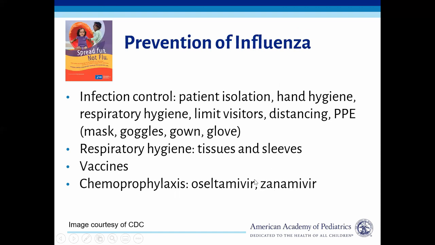Well, we'd rather prevent influenza than try to manage it. So how do we prevent it? Important to do infection control, isolate the patient from others, wash your hands or use the hand sanitizers. Respiratory hygiene is you cough into your sleeve. Sometimes you use the sleeve to get your nasal secretions. You're trying to keep the virus off your hands. Now that we're wearing masks, respiratory hygiene is not so much important. Limiting visitors is important, that visitors aren't bringing in influenza. Distancing, physical distancing works for influenza, and the same personal protective equipment, masks, goggles, gowns, and gloves.